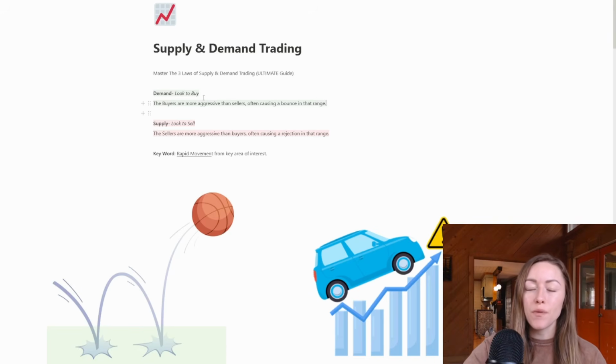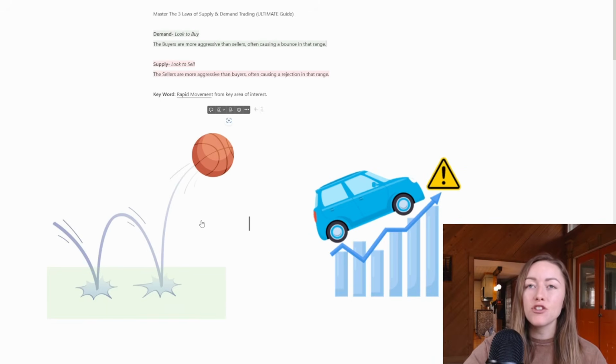So just to recap what we went over, right? Demand is where you want to look to buy. That is just using these 2 examples here. I like to use the basketball method. If you have a really solid floor, a really concrete floor, and you've got a good ball, right, that's not flat, there's nothing wrong with it, and you bounce that basketball, you expect it to bounce pretty hard, pretty rapidly off of that floor.